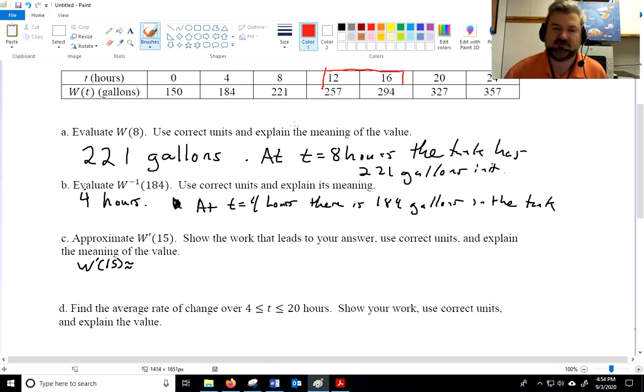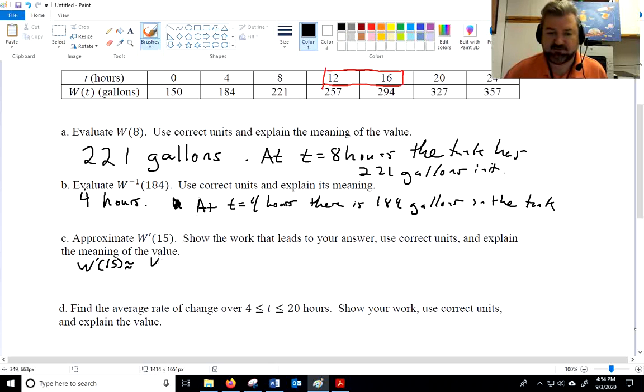If they ask you to approximate a derivative at a value that's in the table, then you should use that value and either the value 1 to the right or 1 to the left. And it's your choice. You can use either one. But if they give you a value like 15 that's not on the table, you absolutely must use the two values that surround it. So I'll be using those two.